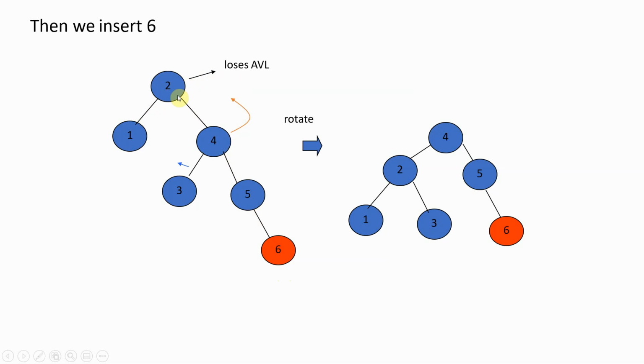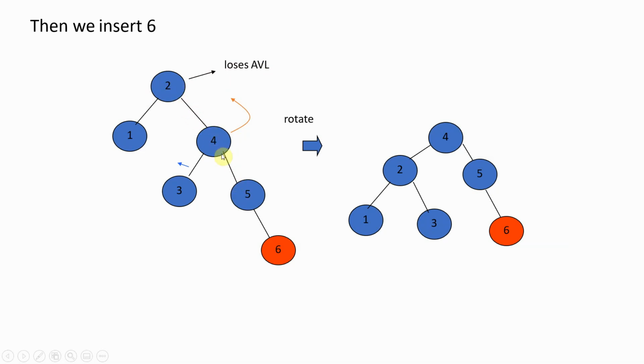What case is this now? Here you can see that the newly inserted node is on the right subtree of the right child of the node that lost its AVL property. Or if we go from the node that lost its AVL, or the pivot as we called it, we have to go one right and another right. So the first two moves are going to be right and right. That's why this is a right-right case.